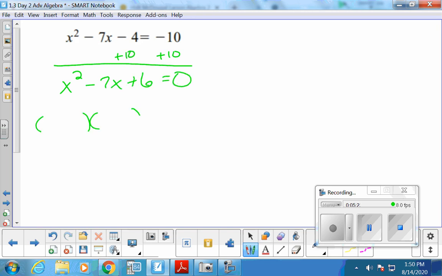Let's go ahead and finish that off with the old-fashioned factor technique. What numbers multiply to a positive 6, but add up to a negative 7?